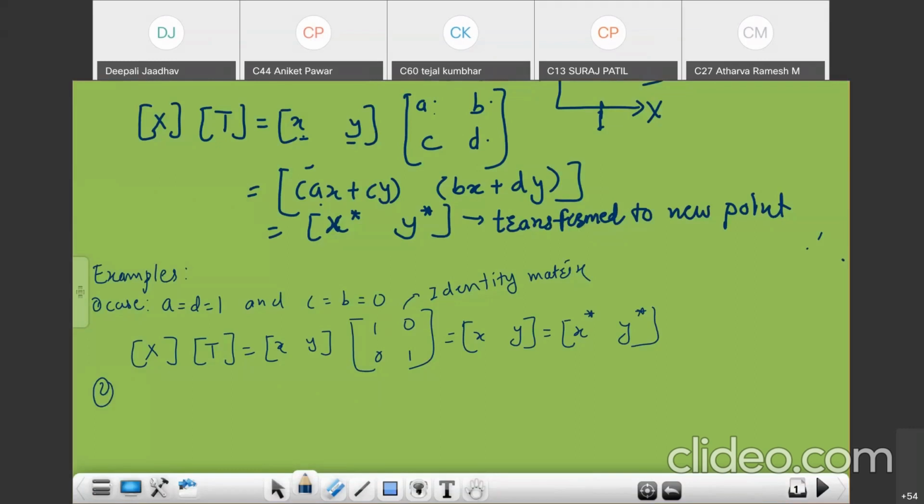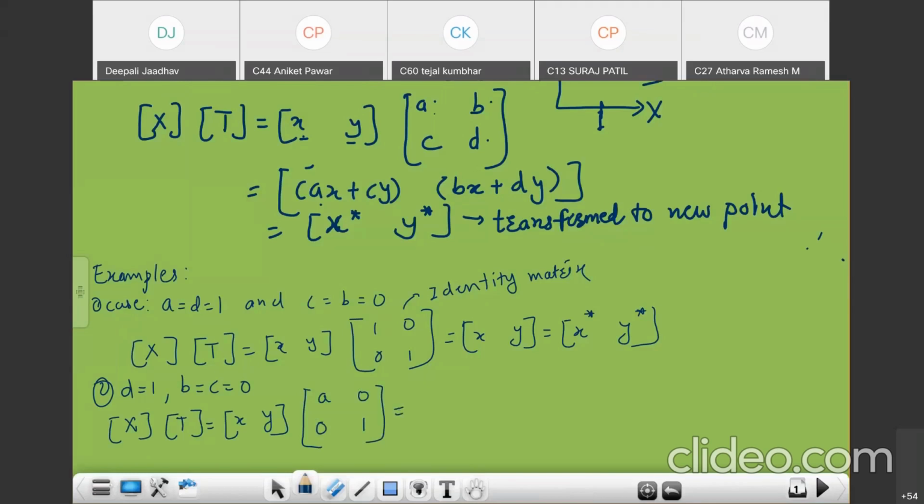Now we consider the second case: D is equal to 1, B is equal to C is equal to 0, and some value for A. I write it here: X, Y values multiplied with the transformation matrix, where A has some value, B is 0, C is 0, and D is equal to 1.